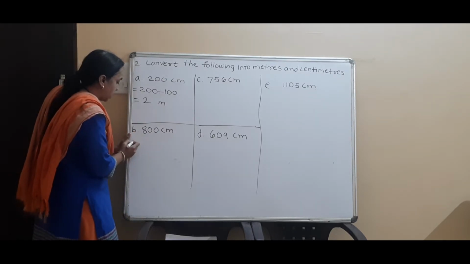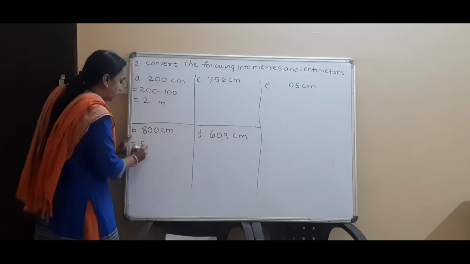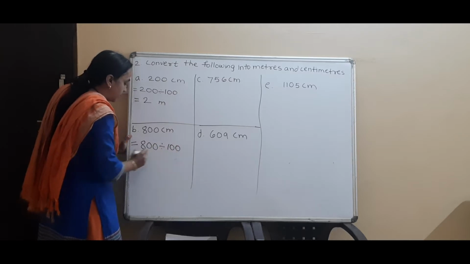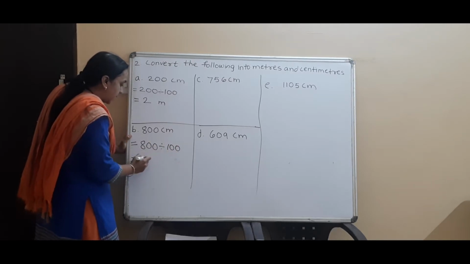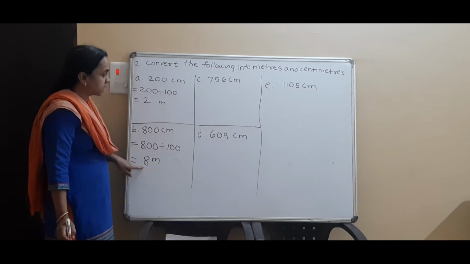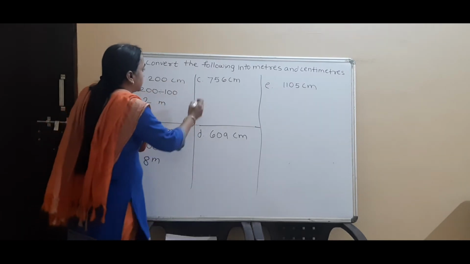So in this way we have to write down this answer. Now see B question. 800 centimeter. So again 800 divided by 100. 100 8s are 800. So what is the answer? 8 meter. So write down our answer 8 meter. Okay. Now see C question.